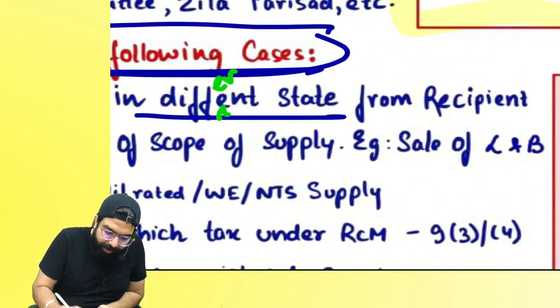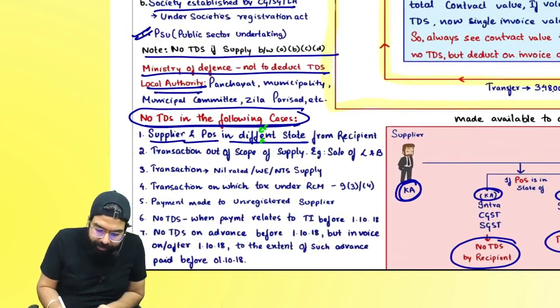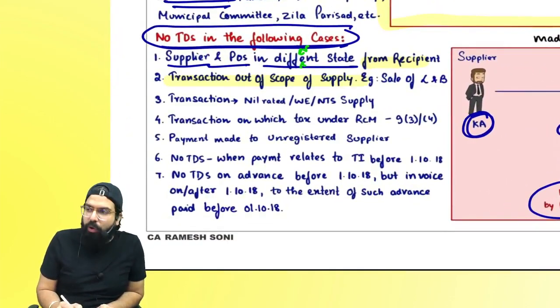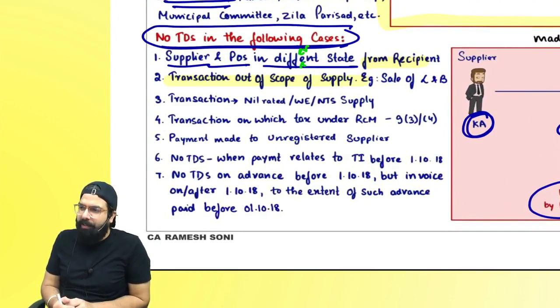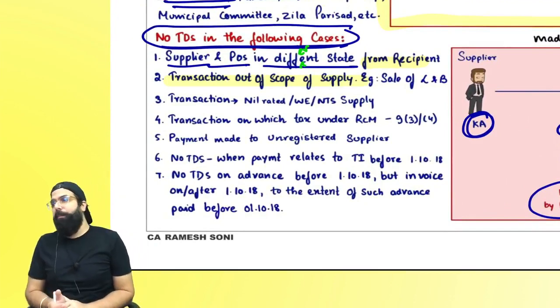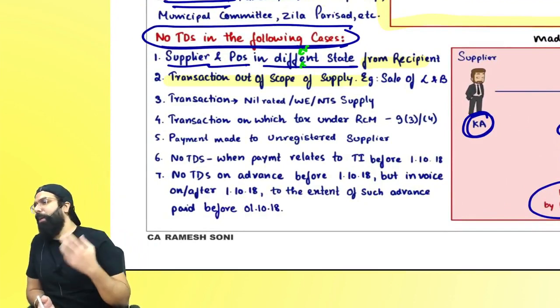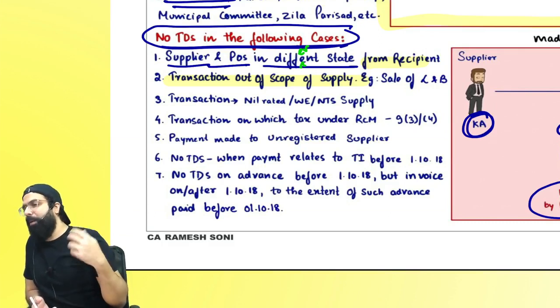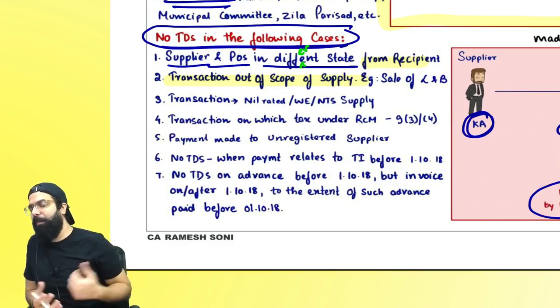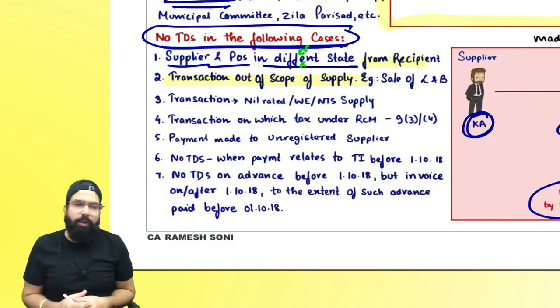It is in different state from that of the recipient. Are we clear? Transaction is out of scope. Sale of land and building, there will be no TDS. Basically, any Schedule 3 item, where basically any section number 7 to 7A or B item, which is neither supply of goods nor supply of service, there will be no TDS.